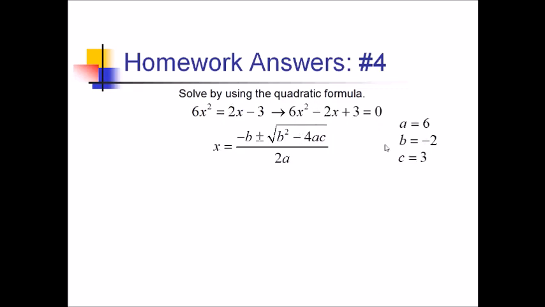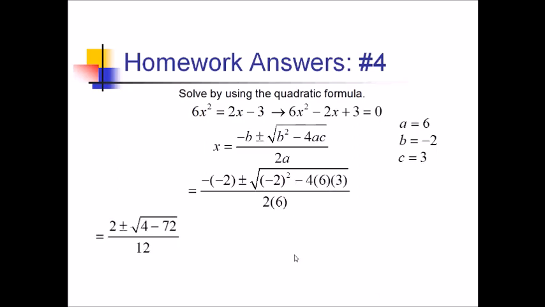Plugging that in, we've got -2 plus or minus square root of -2 squared minus 4 times 6 times 3 all over 2 times 6. So that's going to be +2 outside plus or minus square root of 4 minus, well, now let's see here. We've got 4 times 6 is 24, times 3 is 72, and then we have 12 on the bottom. 4 minus 72, that's going to be -68.